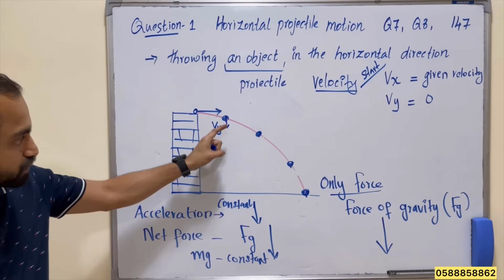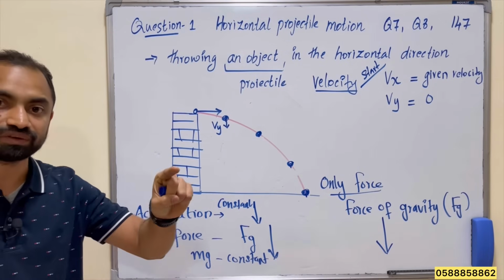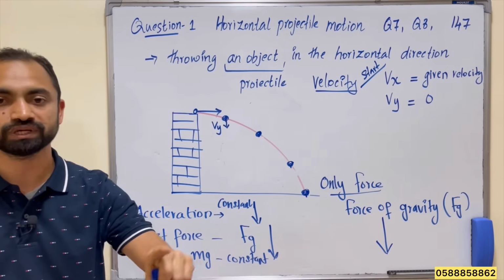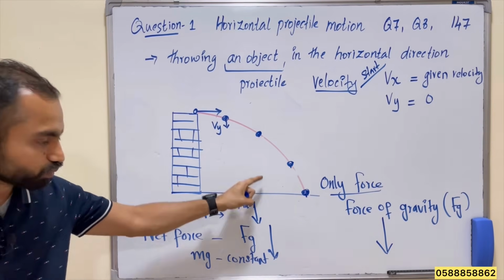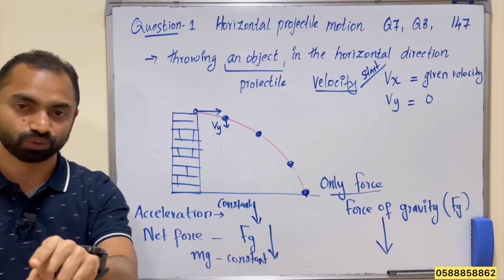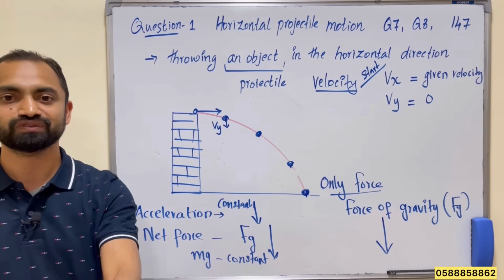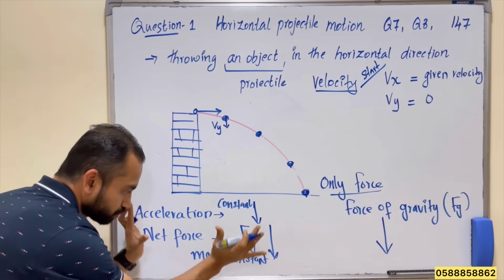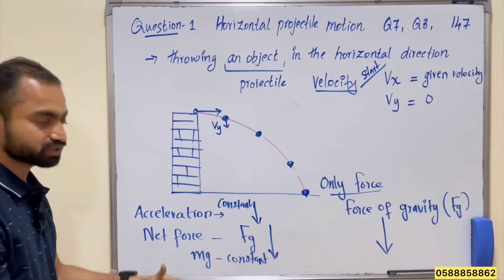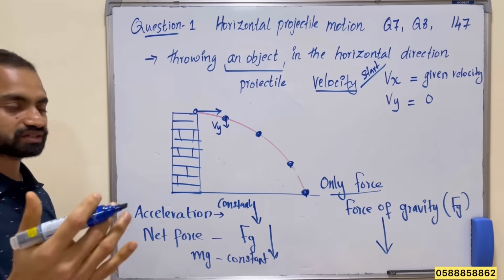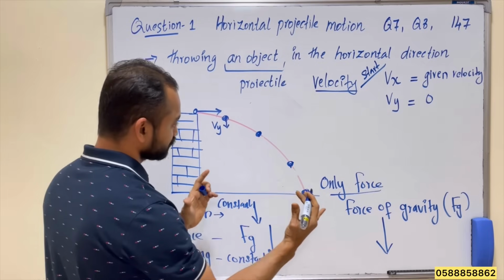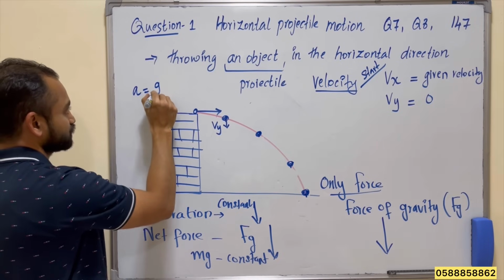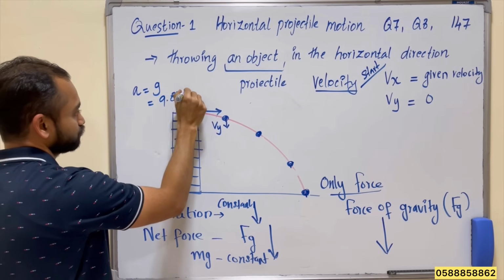See, there is a force acting in the downward direction. Whenever there is a net force, there will be acceleration. There is a net force in the downward direction, so there will be acceleration in the downward direction. We have already discussed the acceleration. The value of this acceleration is a equal to g, the acceleration due to gravity. What is the value of g? 9.81 meters per second squared.